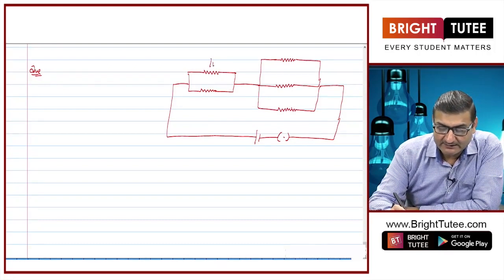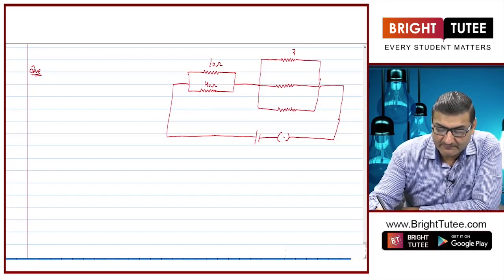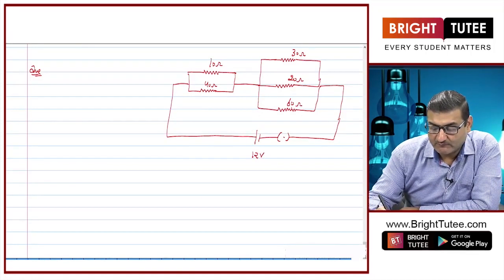Now, I am given 10 ohms here, I am given 40 ohms here, I am given 30 ohms here, I am given 20 ohms here and 60 ohms here. This is my 12 volt battery plus minus, I can just pass on the current.